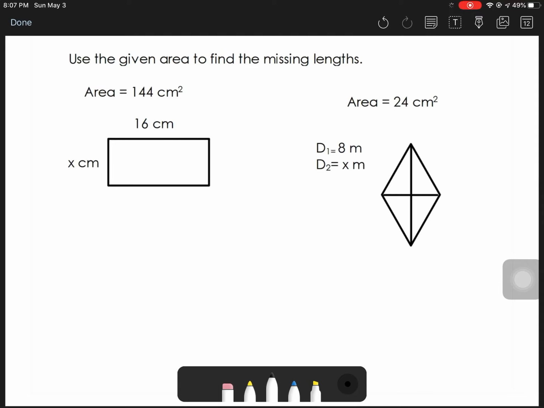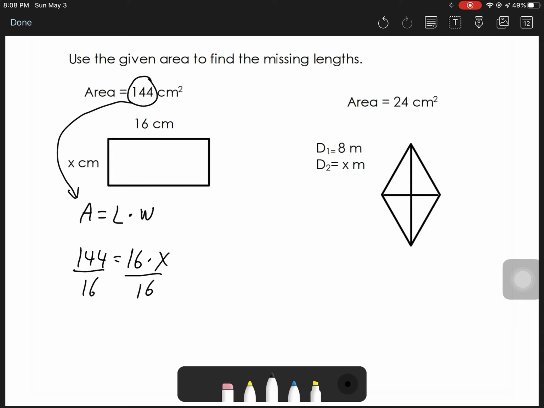So the area of this rectangle, now this one's a little bit different. You're going to see some problems like this on your worksheet, where you're given the area, but you are missing one of the lengths. So like the height, the width, the whatever it might be. So here we know the area is 144, and we know the formula is area equals length times width. So here we're missing the width. That's our x. So we're just going to replace this 144, and we're going to plug it into the area. So 144, we're going to say the length is 16, and then this is x. If we wanted to get x by itself, we would divide by 16.